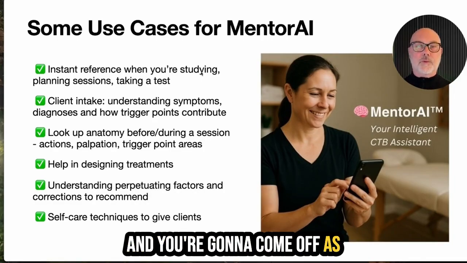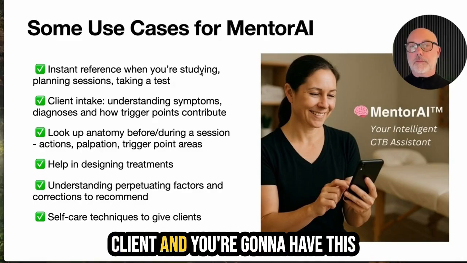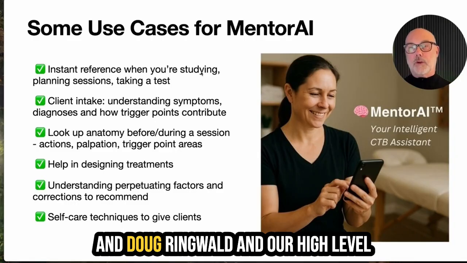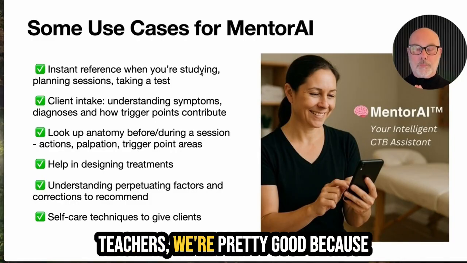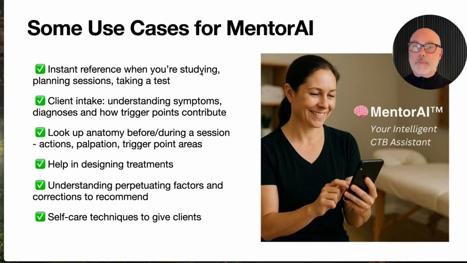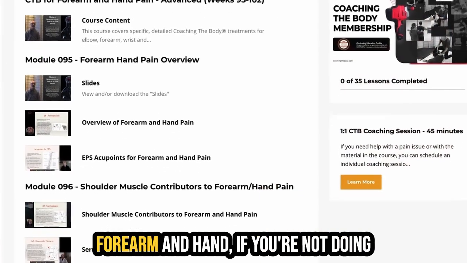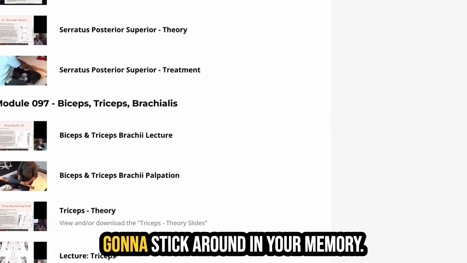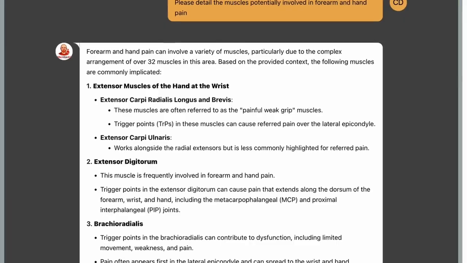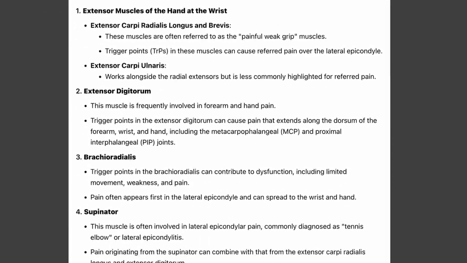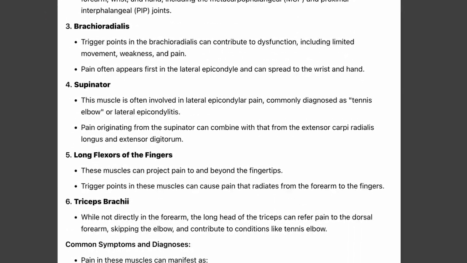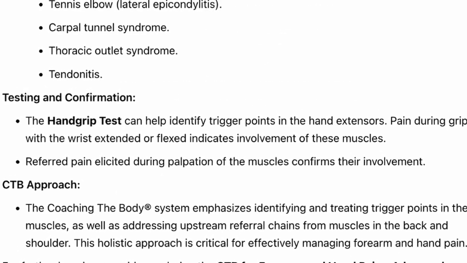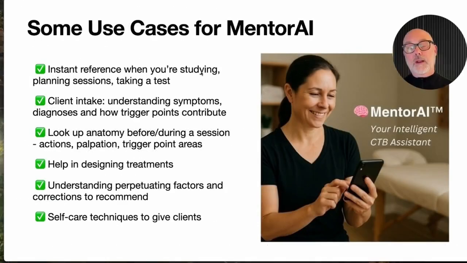And you're going to come off as way more knowledgeable to your client, and you're going to have this stuff that nobody really has. I mean, the master level people, myself and Doug Ringwald and our high level teachers, we're pretty good because we use this information a lot, but I forget things. I mean, there's 32 muscles in the forearm and hand. If you're not doing that work every day, each of those muscles we treat, they're not all going to stick around in your memory. So you do have to sometimes look things up. And this is the best way to do it. Perpetuating factors, what corrections to suggest, what might be happening to set a problem up. And then even self-care information about muscles that you can give your clients.